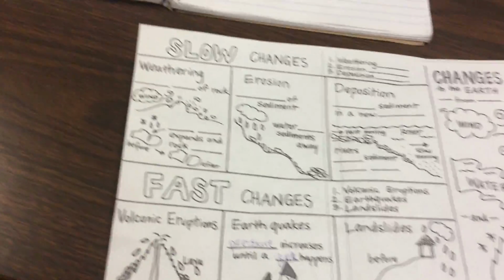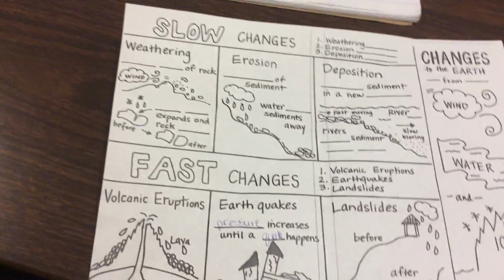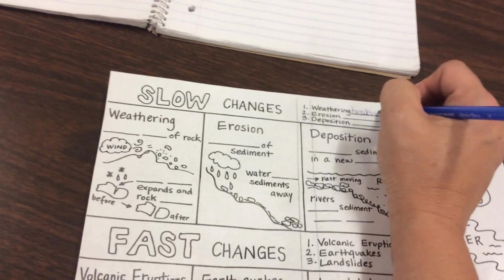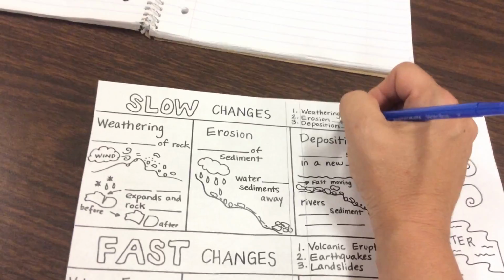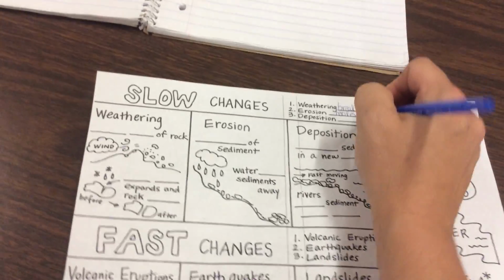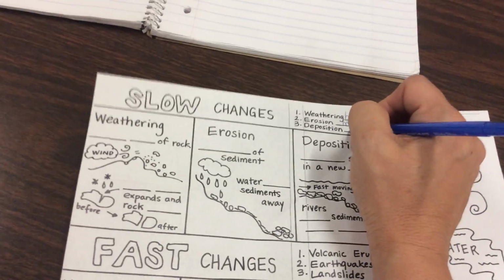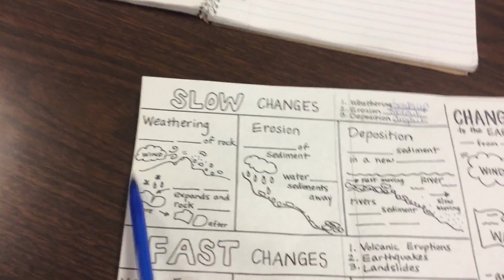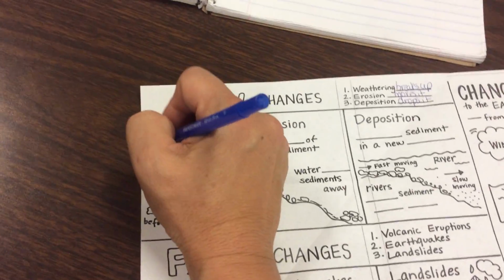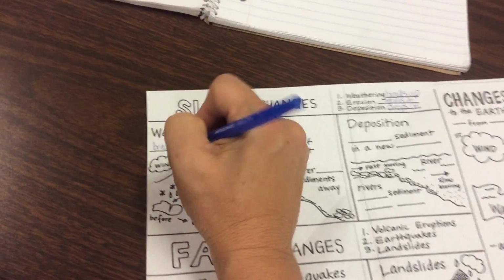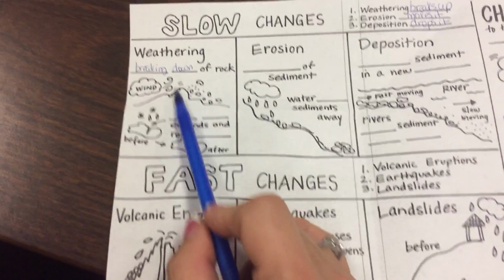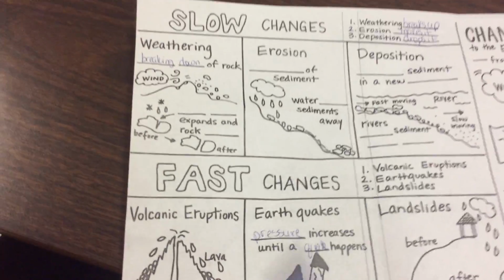Finally, we have our slow changes, which are weathering, erosion, and deposition. Weathering means that it breaks up. Erosion means that it moves it. And deposition means that it drops it. Weathering right here is the breaking down of rock. So for instance, wind blows and blows and blows, and as you see all the little pieces breaking off, that's weathering by wind.